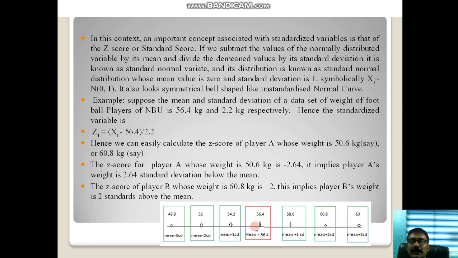This is the total distribution, that means the mean value, mean plus 1 standard deviation, mean plus 2 standard deviations, mean plus 3 standard deviations. Similarly, mean minus 1 standard deviation, mean minus 2 standard deviations, mean minus 3 standard deviations. So all the values will lie within these ranges, within these values.